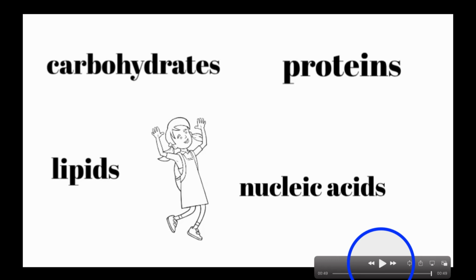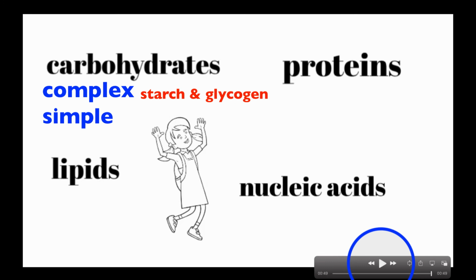And the last thing I want to talk about are some specific types of molecules that we refer to as biomolecules, and they include carbohydrates, proteins, lipids, and nucleic acids. Carbohydrates can be split up into complex carbohydrates and simple carbohydrates. Complex carbohydrates include things like starch and glycogen, which are storage forms of glucose in plants and animals. Glucose is a simple carbohydrate, specifically a monosaccharide that animals, including humans, use for a source of energy to produce ATP.